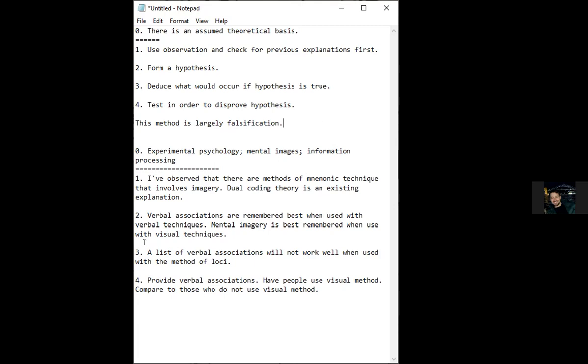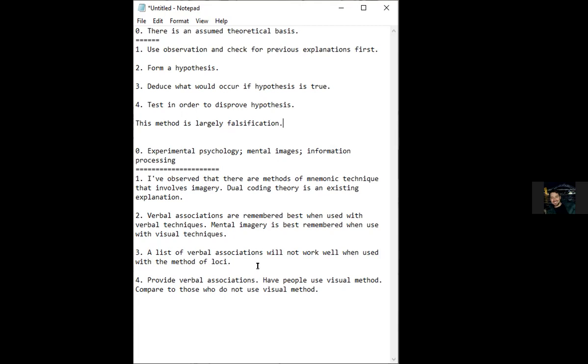That would mean, say, I have a list of verbal associations. I just give them to you, and I tell you, now remember them, but use a visual method, let's say the method of loci. What should happen is that it won't work very well, because they're different codes by his theory. It shouldn't work. So I test it. I try to prove it wrong.